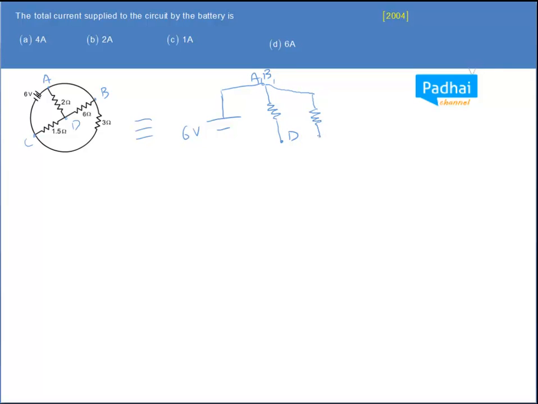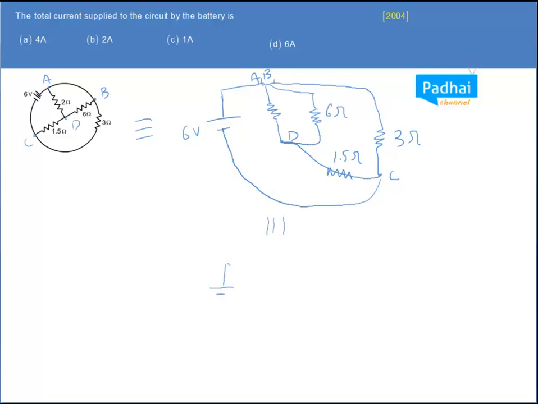same point D. This is B and D having a resistance of 6 ohms, right? And B and C are connected. This is point C, and through a 3 ohm resistance, and C is connected to D through a resistance of 1.5 ohm, and C is also connected to the negative terminal of the battery, right? So this way we can redraw the circuit again.